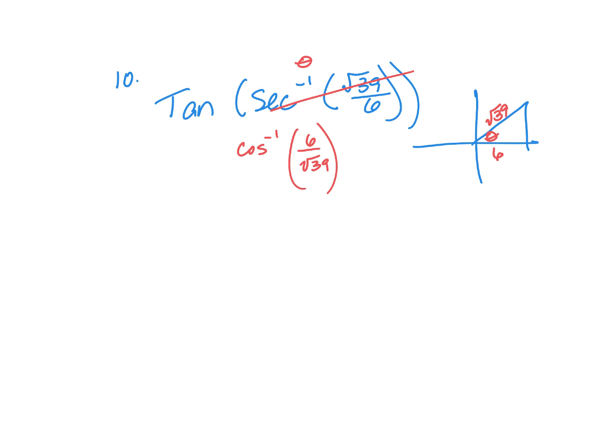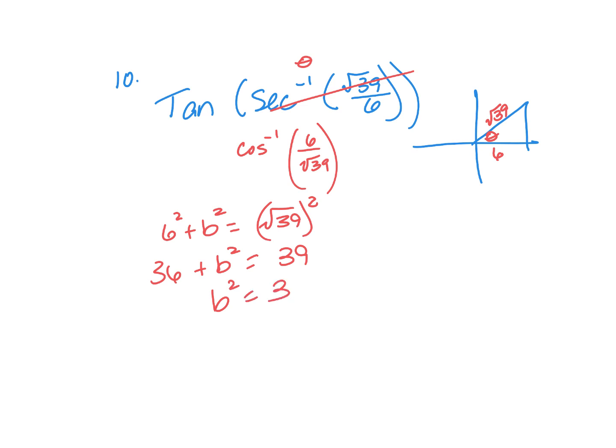So now we've got to find the third side of the triangle. This one's not a unit circle one. So you're going to say 6 squared plus b squared equals root 39 squared, right? 36 plus b squared equals 39. B squared equals 3, so b is square root of 3. And what is the tangent of theta? Tangent of theta is root 3 over 6.